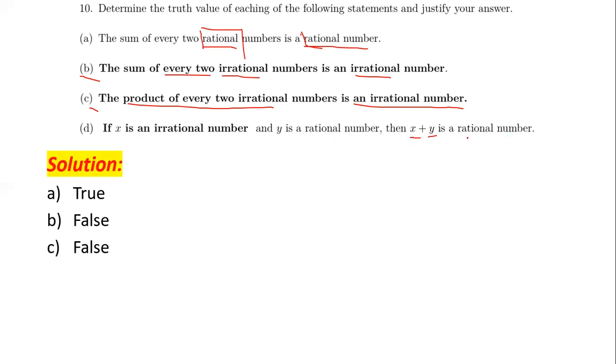The last one, that is D: if x is an irrational number and y is rational, then the sum of the irrational plus the rational number is rational. No, because this is an irrational number and this one is rational, the sum of an irrational number and a rational number cannot be rational; rather it must be an irrational number. So the truth value of this statement is again false.